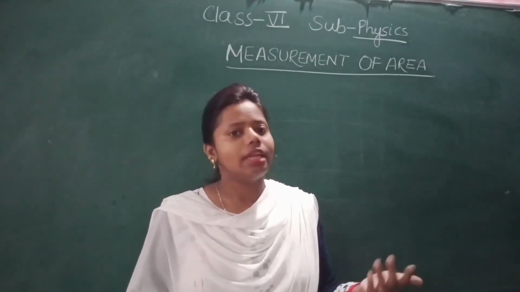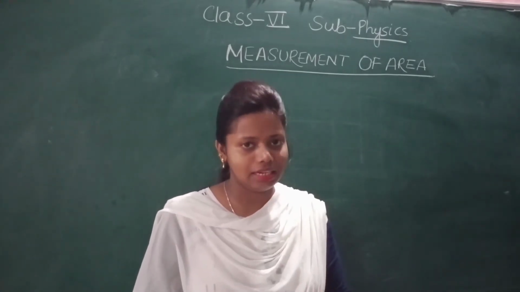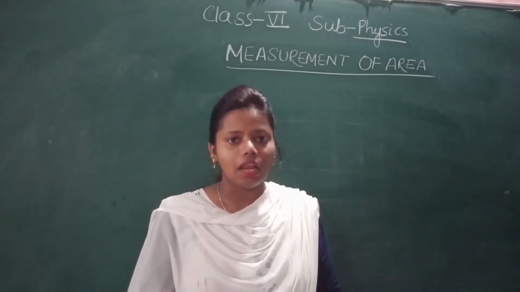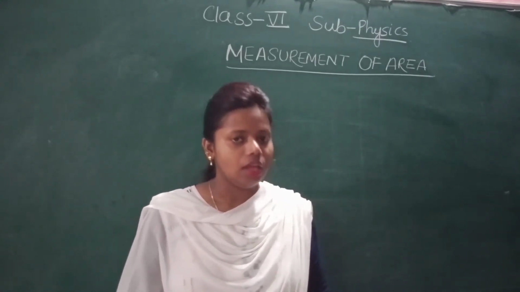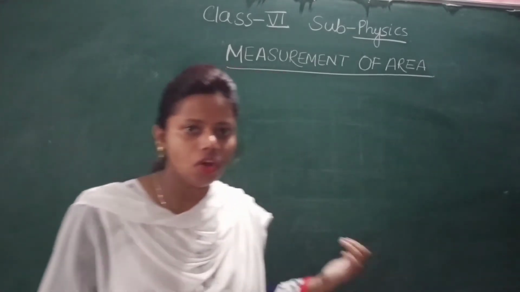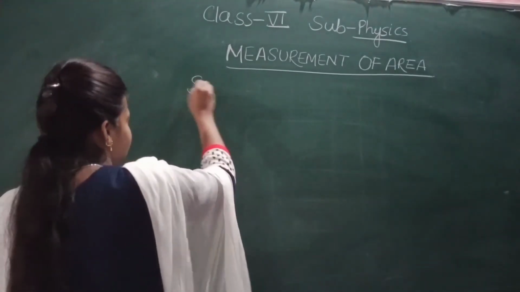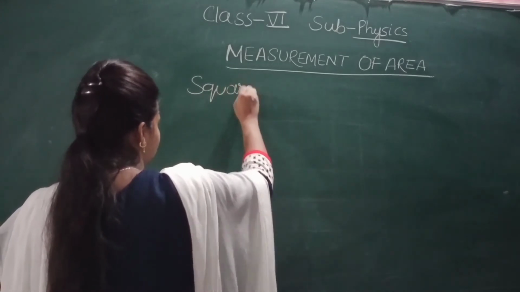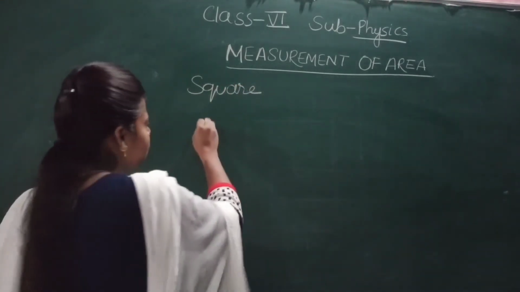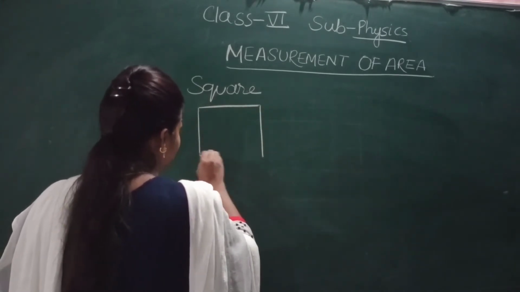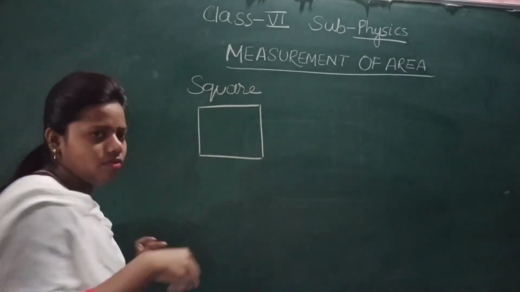Regular objects are square, rectangle, triangle, circles. They can be calculated by using formulas. Now let's see what the formulas of these regular shapes are. Number one, square. We have to find the area of a square. It's very easy. This is a square shape I have drawn here.